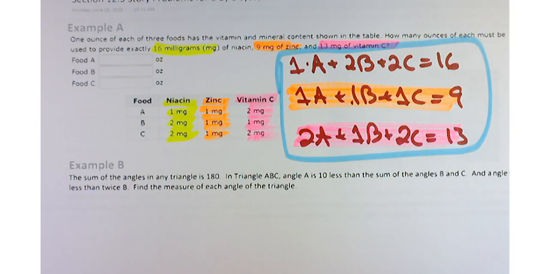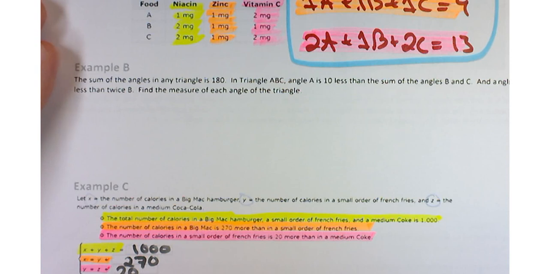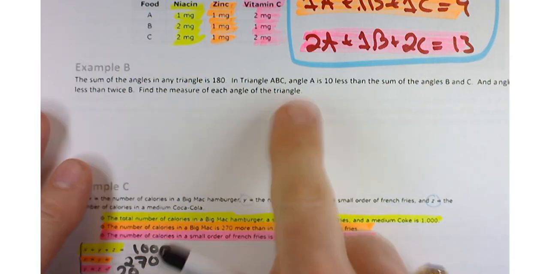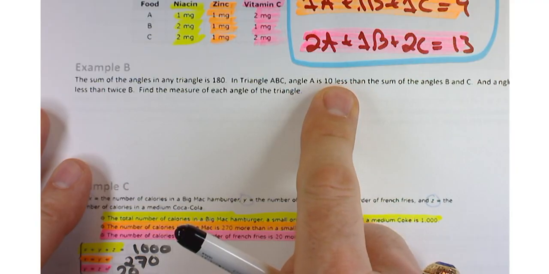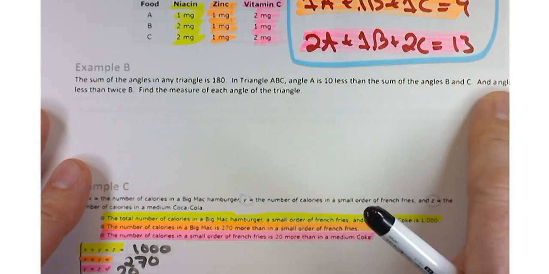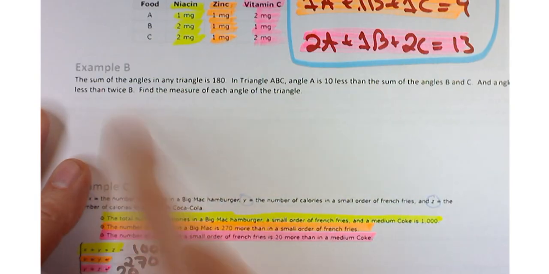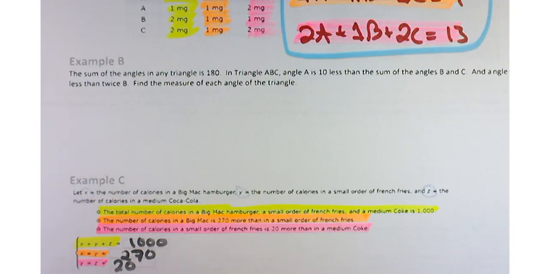The first couple examples worked out pretty nicely, but in example B, we're a little bit more on our own. This one has more of a math feel. The sum of the angles in any triangle is 180 degrees. In triangle ABC, A is 10 less than the sum of angles B and C, and angle C is 100 less than twice B. So we're going to have 3 unknowns. What do you want to call our unknowns? A, B, and C.